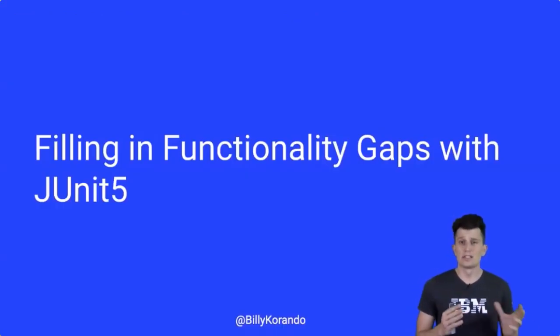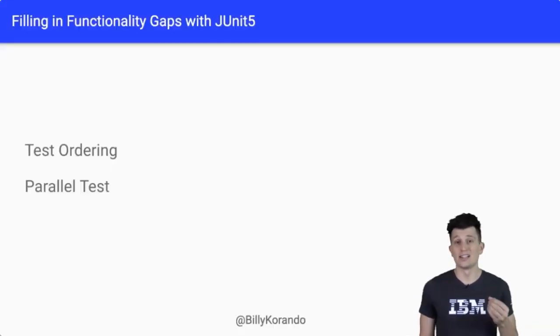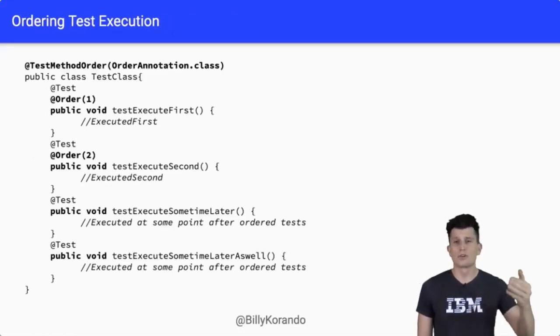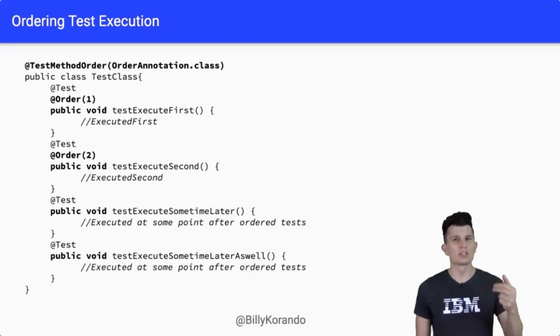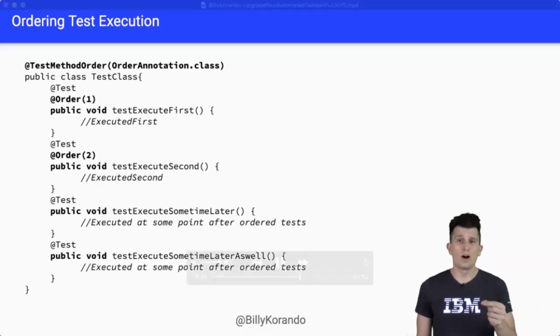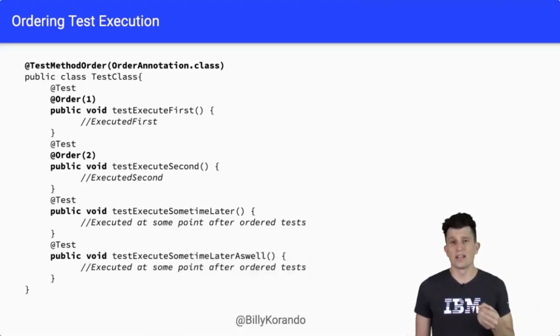So there are some gaps in JUnit 4 that were not really easily able to be tested, that have now been filled in with the release of JUnit 5. Two key ones are test ordering and also parallel test execution. There are several options for creating ordered tests, including that you can write your own implementation, but we'll just focus on the three that the JUnit 5 team has provided. Probably the one most developers will be interested in is the order annotation method.